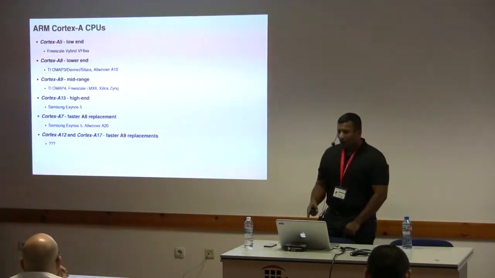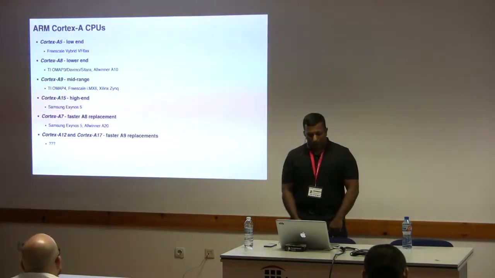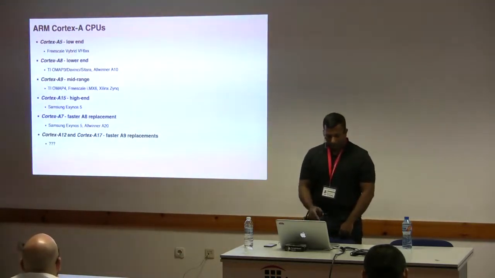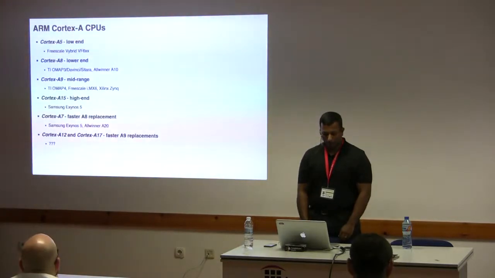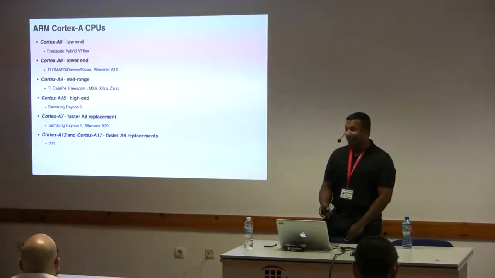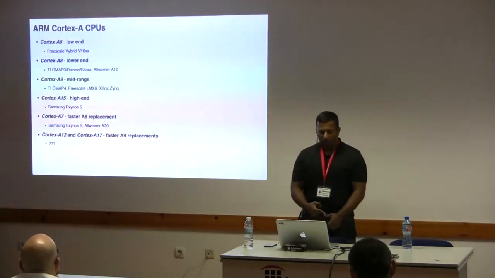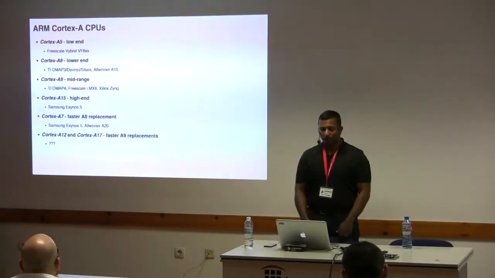So here's a list of the various Cortex CPUs that are out there, the A5 through the A17. At the low end, you've got the Cortex A5. You'll find that in the Freescale Vybrid. This is for your really embedded stuff. Then you've got the Cortex A8, so the TI OMAP 3, DaVinci, Sitara. Those are the ones that you find in the BeagleBone and the BeagleBoard. The Allwinner A10 also has the Cortex A8. That's found in the Cubieboard.